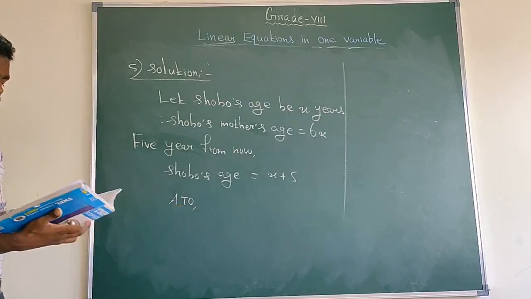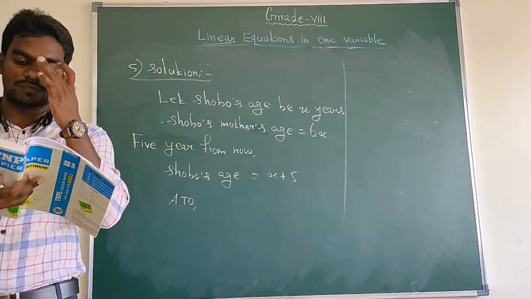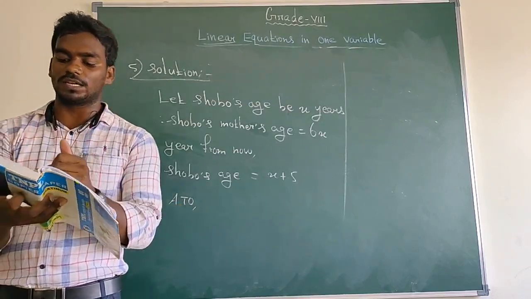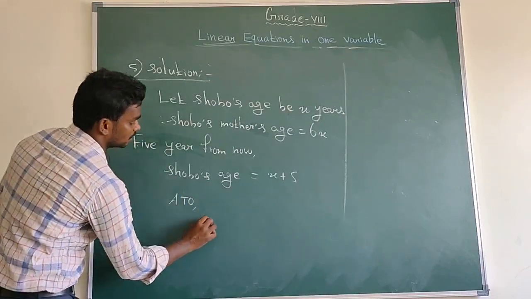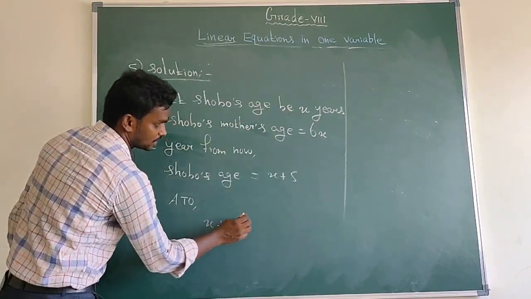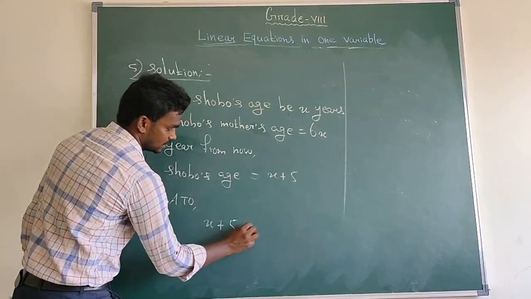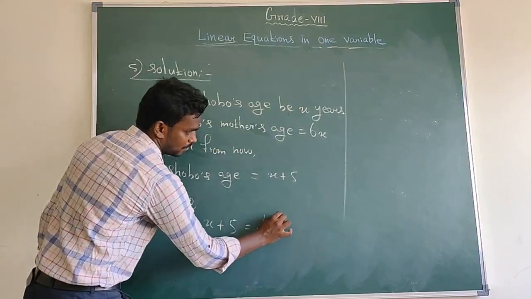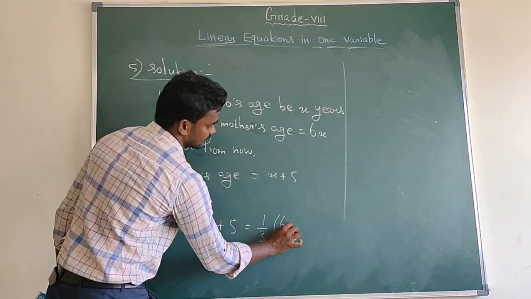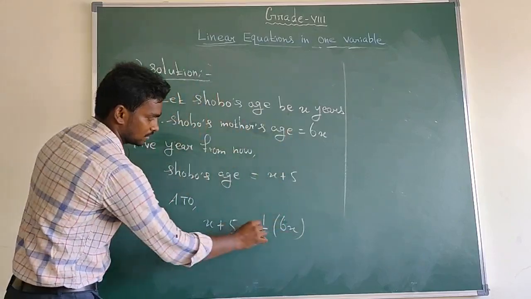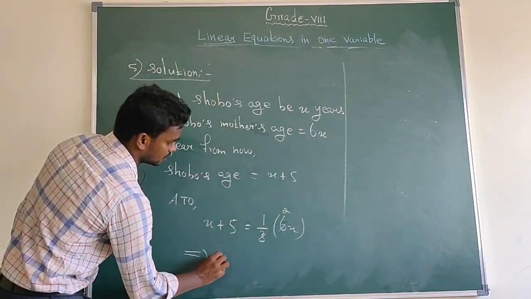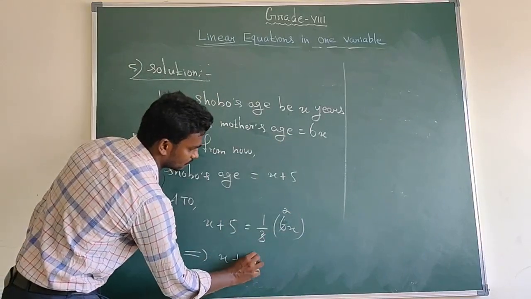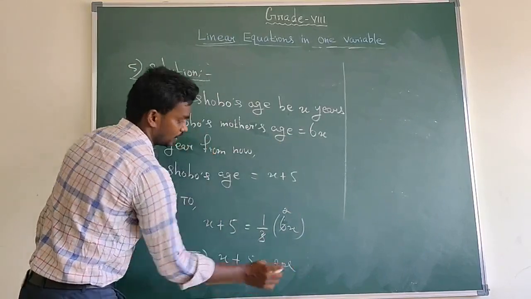According to the question, what is the condition given? Sobo's age 5 years from now will be 1/3 of his mother's age. So x plus 5 means Sobo's age 5 years from now, which is 1/3 of the mother's age. That means the mother's age is 6x. Right? So 1/3 is 3 and 2/3 is 6, which implies x plus 5 is equal to 2x.